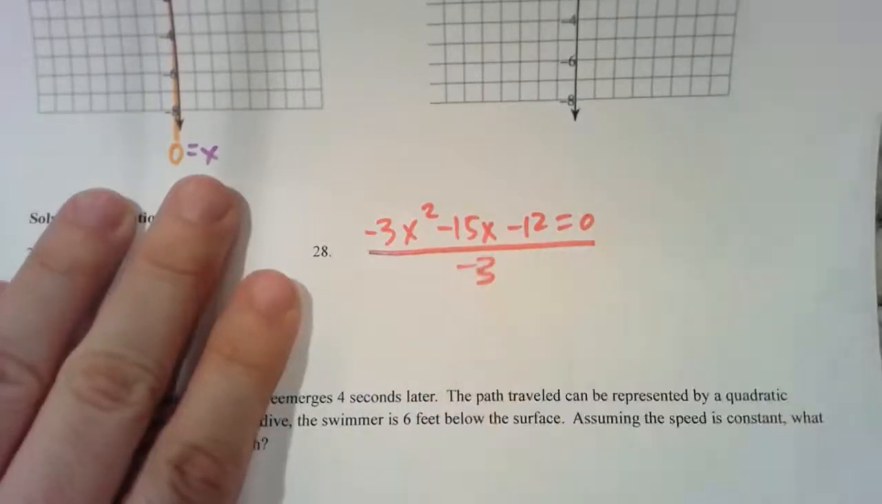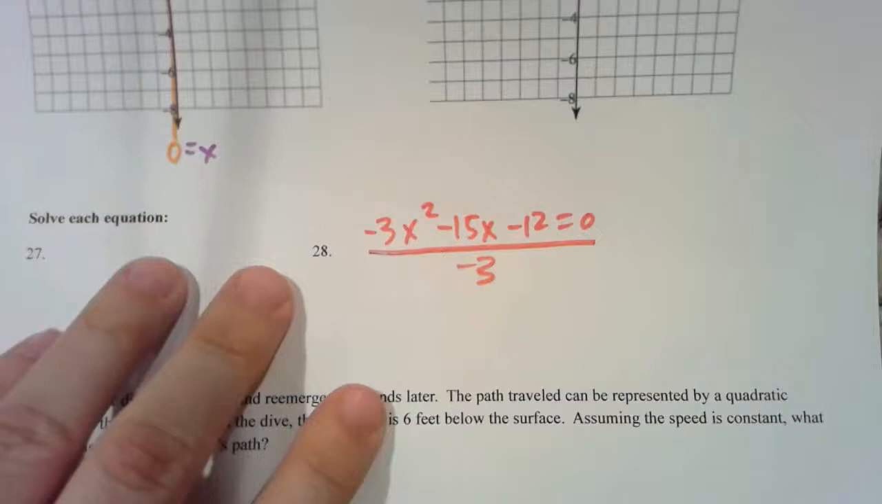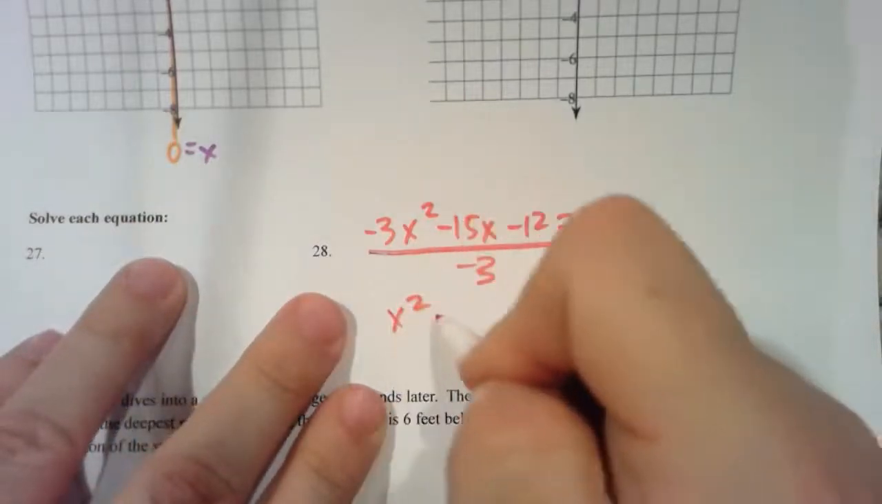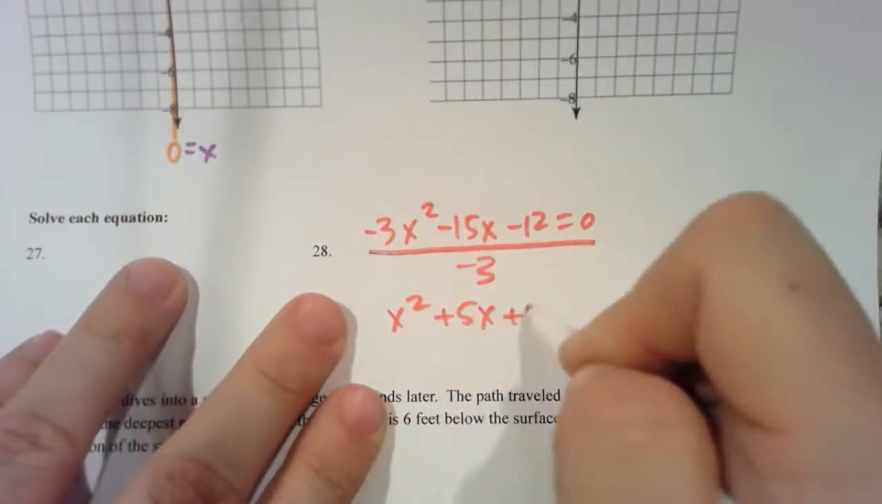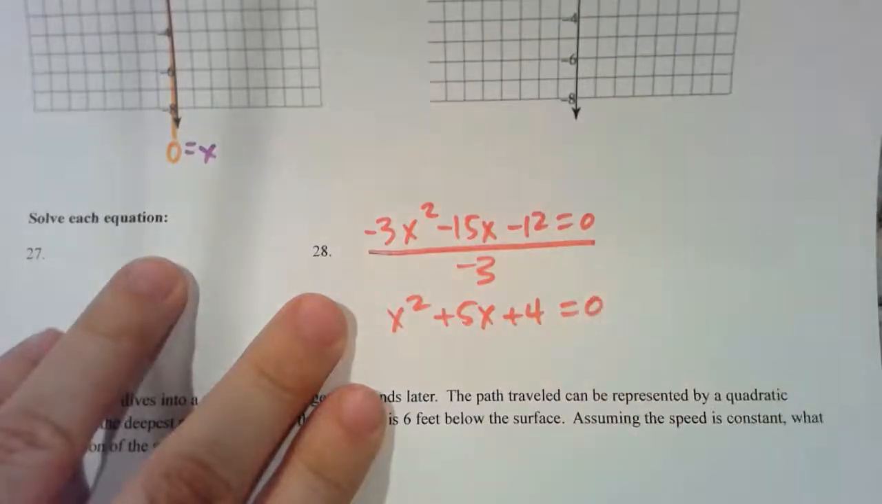I warned you, I think, at school that this could be bad. I'm going to divide everything by negative 3. When I do, the problem becomes easier. So I get x squared plus 5x plus 4 equals 0.